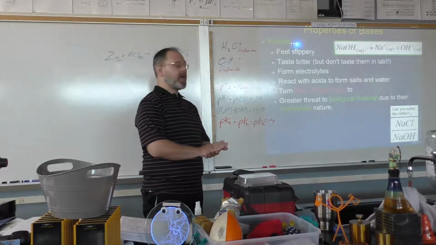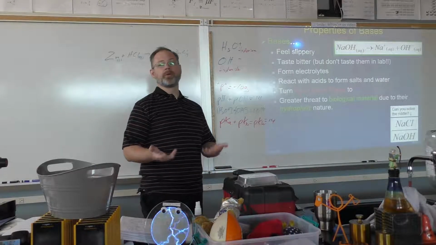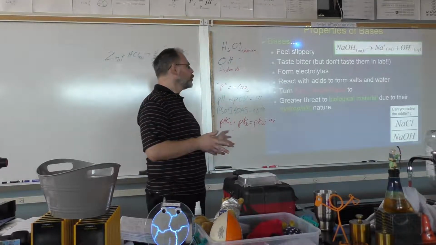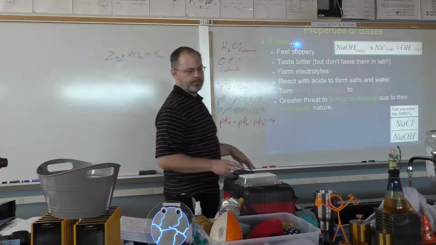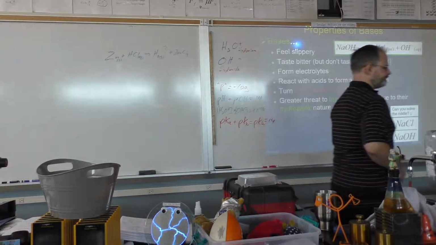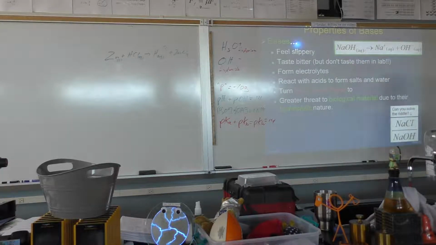Okay, and bases turn litmus paper blue. Bases turn blue. Bases become blue. We're also going to use an indicator called universal indicator, which is a mixture of several indicators. Indicators change color with acidity or basicity, and universal indicator also turns blue in the presence of a base and turns red in the presence of an acid.